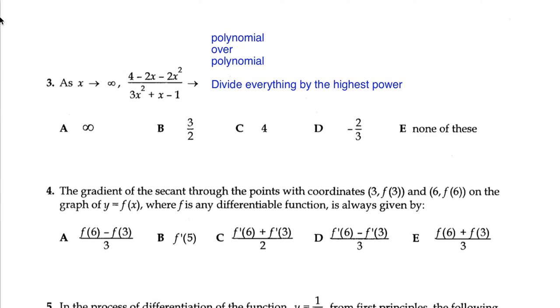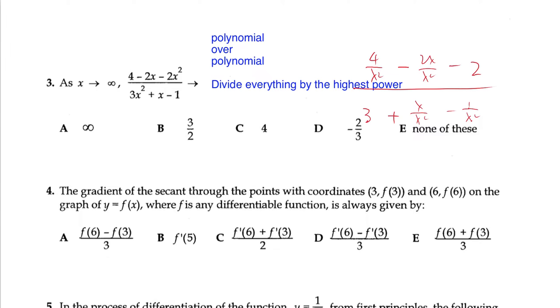So in this case, our highest power, if you just read through it, is x squared, right? So we just divide everything by x squared. So when you divide everything by x squared, it's 4 on x squared minus 2x on x squared, and then on the bottom, minus 2, and then 3 plus x on x squared minus 1 on x squared.